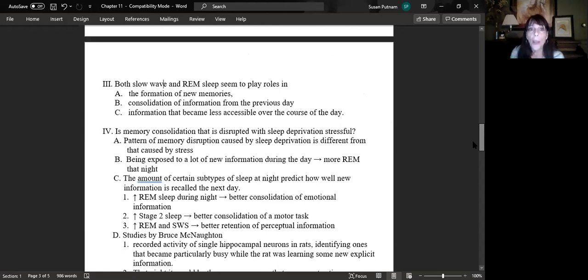Both slow wave sleep and REM sleep seem to play roles in the formation of new memories, getting them in, and consolidation of information from the previous day, and helping to bring together information that became less accessible over the course of the day.